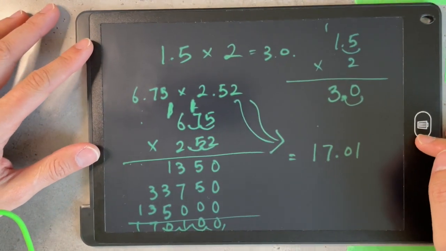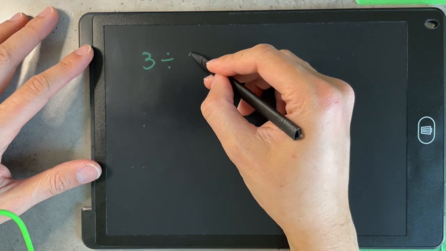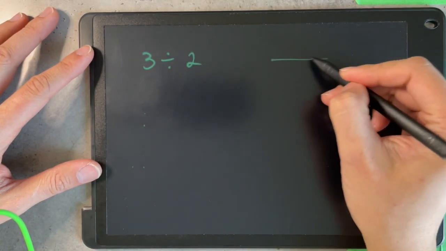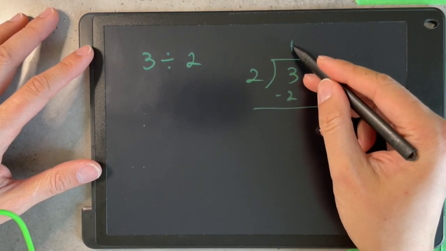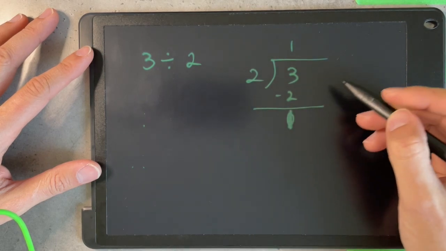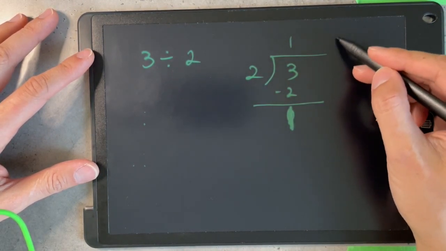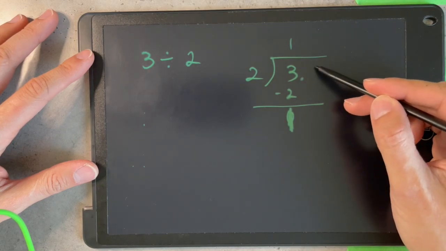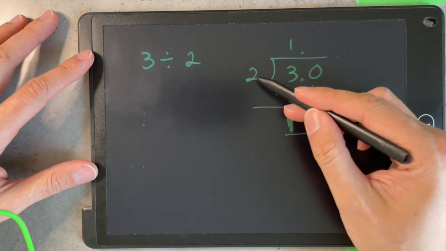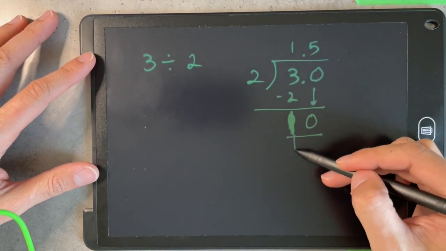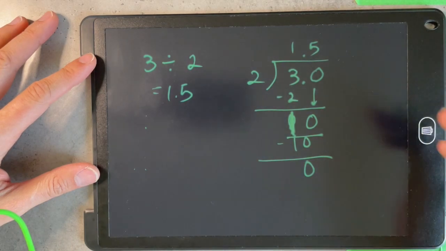And dividing, it's a little bit more complicated. So let's say I have 3 divided by 2. That's not exactly a decimal, but let's just do it for now. So 2 times 1 is 2, 3 minus 2 is 1. Then now you have a remainder. Normally you just put 1 or 1, but we can actually solve this. So we have to add a decimal. So add a decimal here and on top. Then bring the 0 down. You have 10 divided by 2 is 5. 2 times 5 is 10. The answer is 1.5.